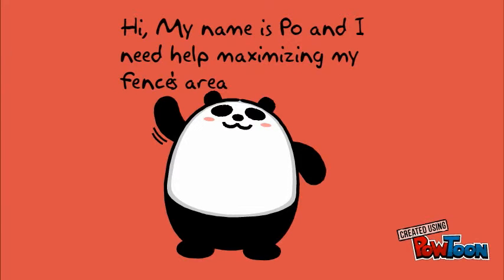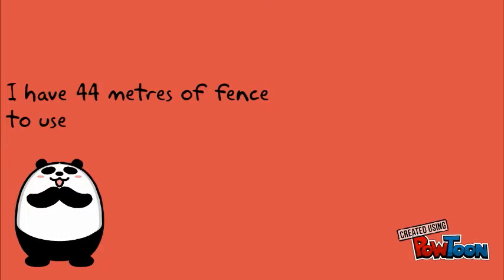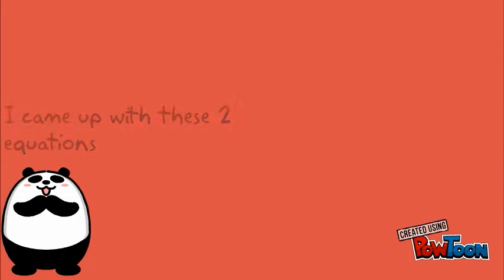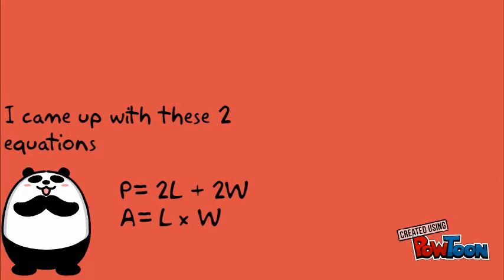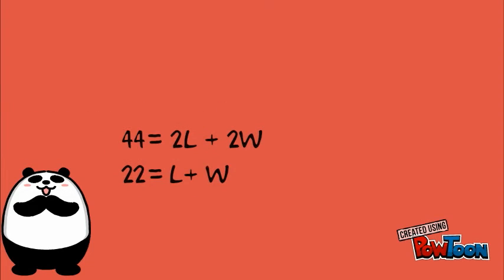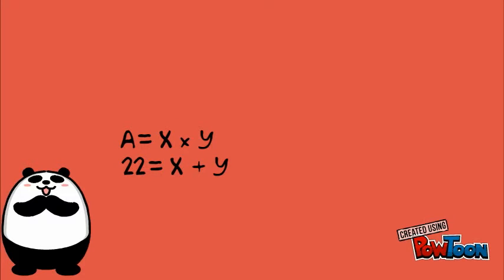Hi, my name is Poe, and I need help maximizing my fence's area. I have 44 meters of fence to use. So with this, I came up with these two equations. And so I figured 44 divided by 2, I can divide the other variables by 2. And then here, I set in the perimeter for 22.